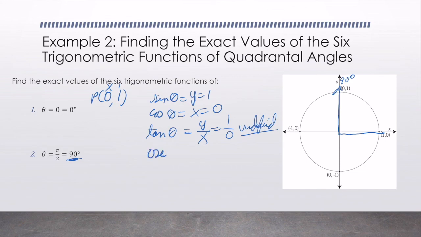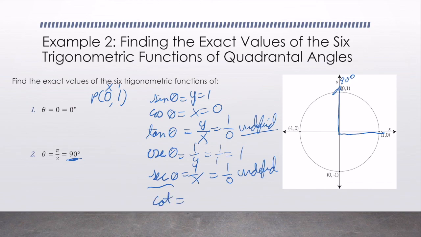Cosecant of theta is 1 over y, which is 1 over 1, which is 1. Secant of theta is 1 over x, which is 1 over 0, which is undefined. So we also have that secant is undefined when theta is 90 degrees. And then I have cotangent, which is x over y, which gives me 0 over 1, which is 0, but is defined.